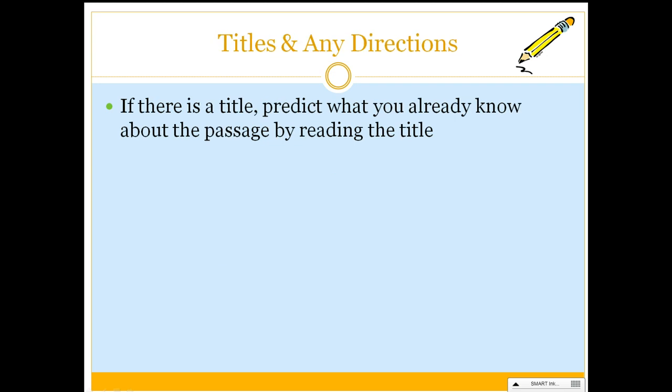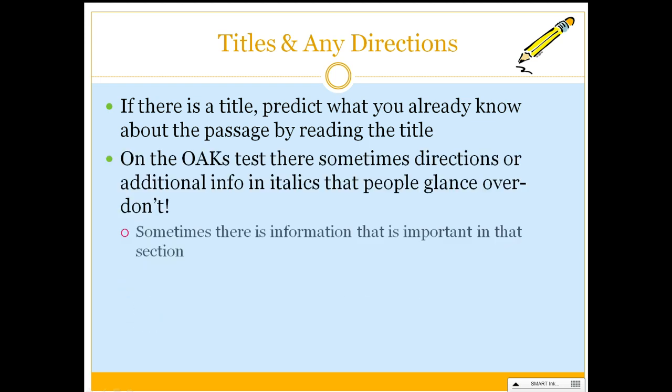All right, so as far as the titles or any directions are concerned, if there's a title, try and see if you can predict what you already know about the passage by reading that title. So read the title and then off to the side, make a quick little note. I mean, if you're reading a book that's titled Auschwitz, you're probably going to say, okay, this is probably about World War II. What do I already know about concentration camps? Oftentimes titles really tell us a lot about what we're looking at. So the titles are important. You shouldn't just glance over them.